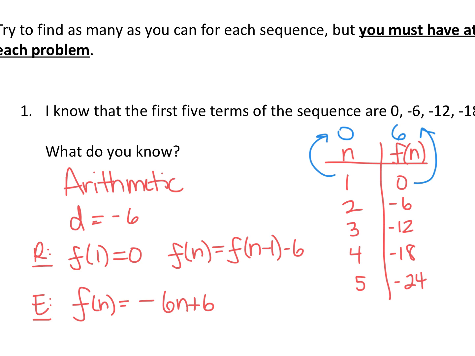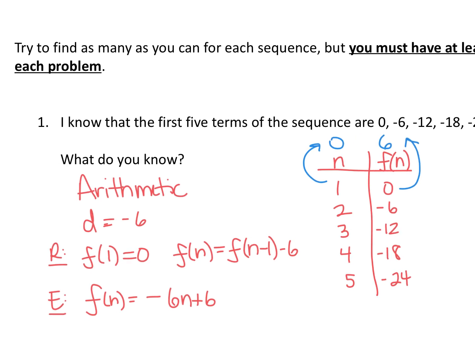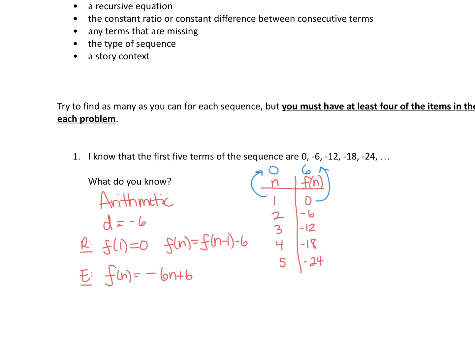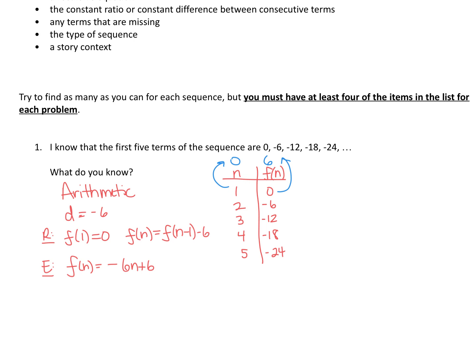Okay, so far I've got 1, 2, 3, 4, 5 ways of representing the situation. So I know 5 things. I'm going to add a graph just to round it out. So I'll put my graph over here on the right. Here is my graph for this situation.